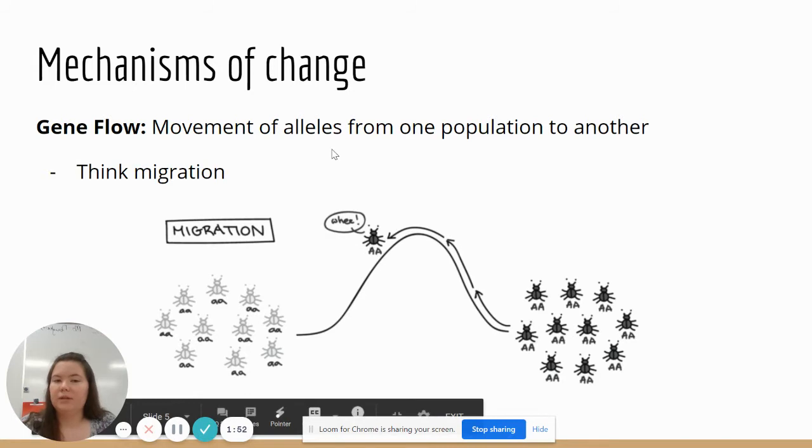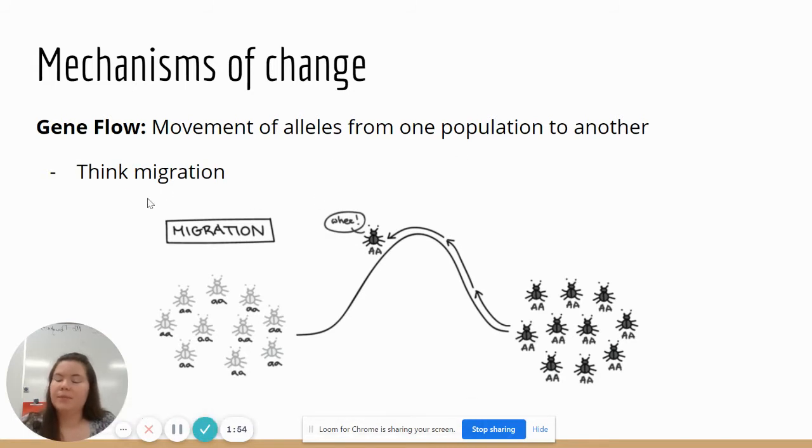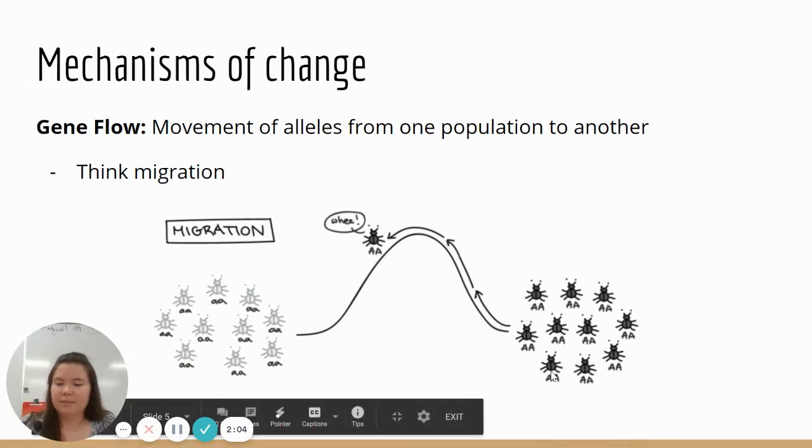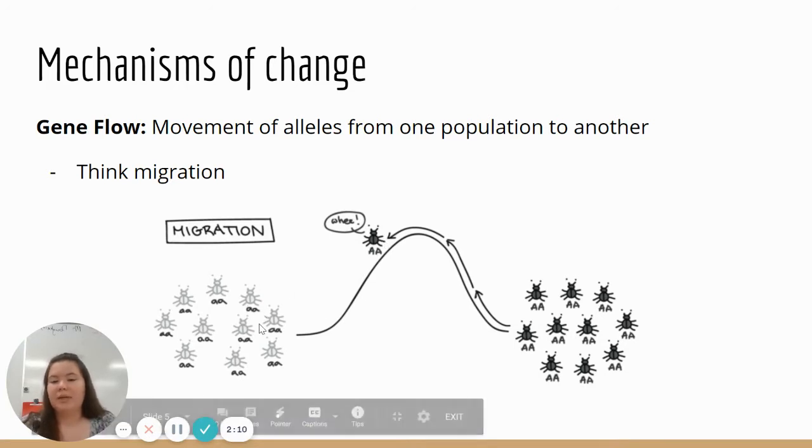So the movement of alleles from one population to another. Here we're thinking migration. So you have this population that are all light gray, homozygous recessive, and this population that are all dark gray, homozygous dominant. And this homozygous dominant dark gray beetle is joining this population. So it migrated into this population and it's bringing its new alleles to this population.